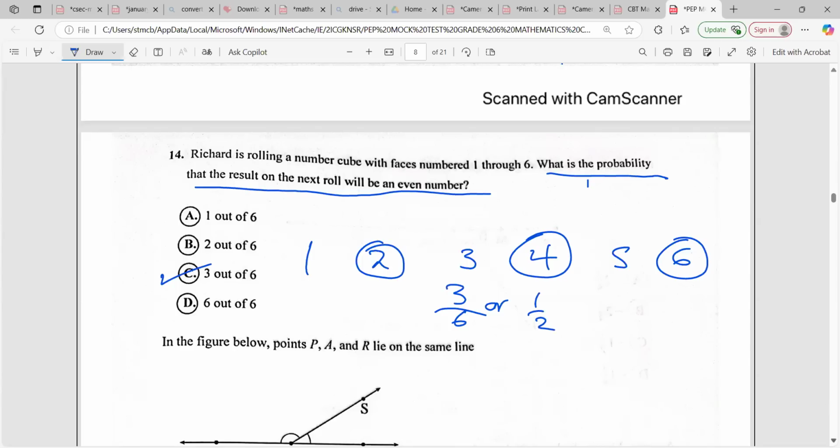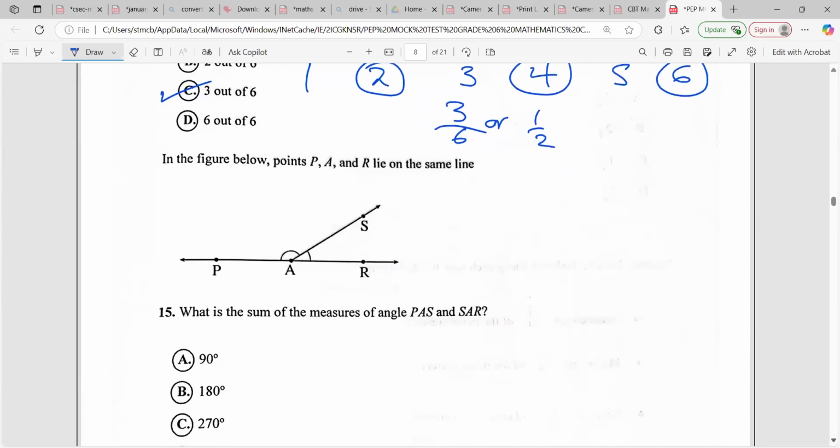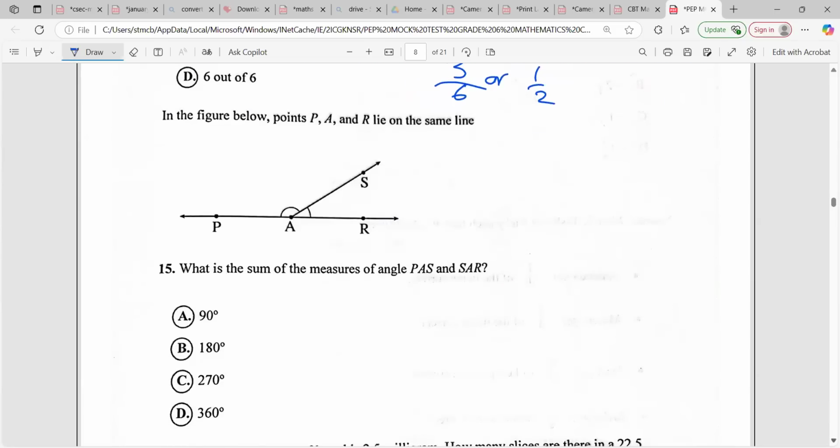Very good. But guess what? We're going to be doing this week for those who have not done it as yet. In the figure below, points P, A, and R lie on the same line. What is the sum of the measure of angle PAS and SAR?